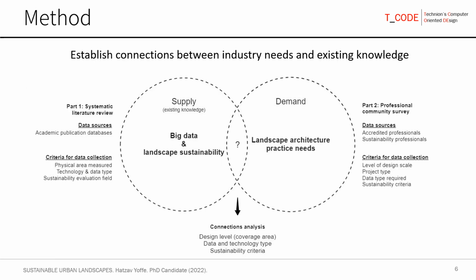In the search for an effective research path to direct us on this study, we used a systematic review and a survey among the professional community. By combining these methods, we sought connections between the existing supply of knowledge and big data on landscape sustainability evaluation and the industry demand for sustainability evaluation knowledge.